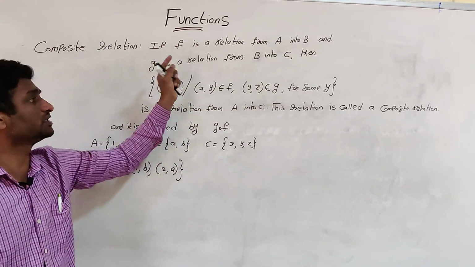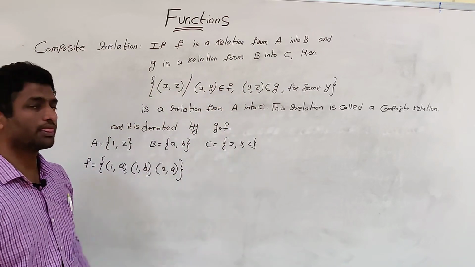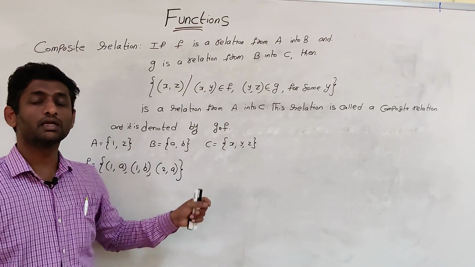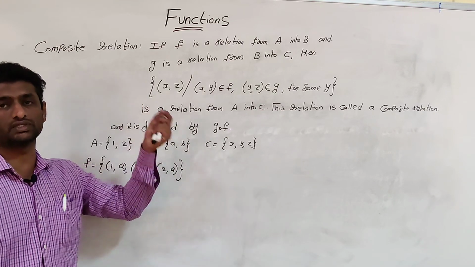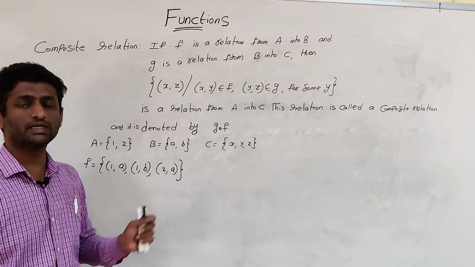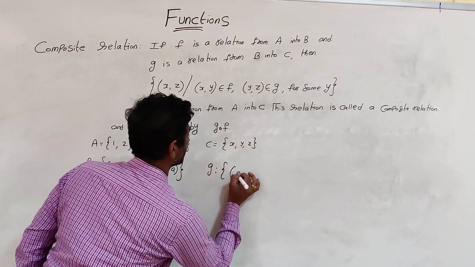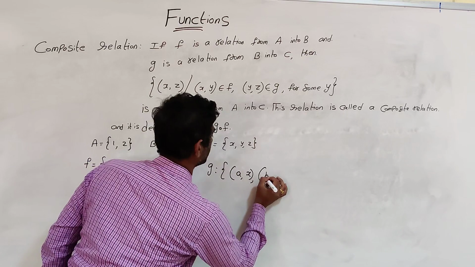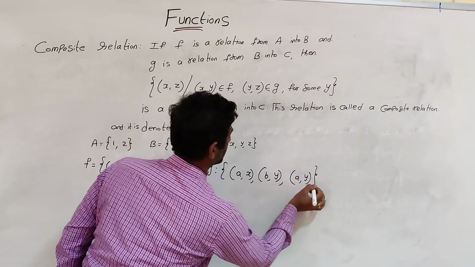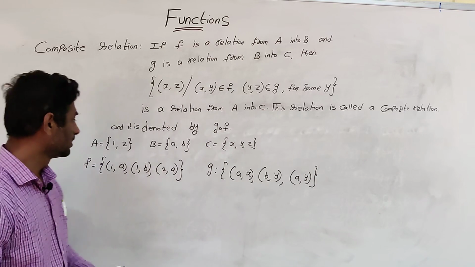Next, G is a relation from B into C. Means G is a relation means any one of the subsets of B cross C. Normally in B cross C, how many elements exist is 2 times 3, that is 6. And how many subsets we can have is 2 to the power of 6, that is 64. Among 64 subsets, let us choose one relation. G is another relation: (a, x), (b, y), (a, y). So this is one relation from set B to set C.